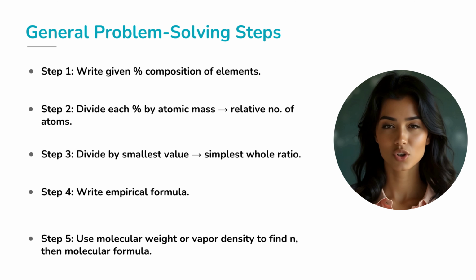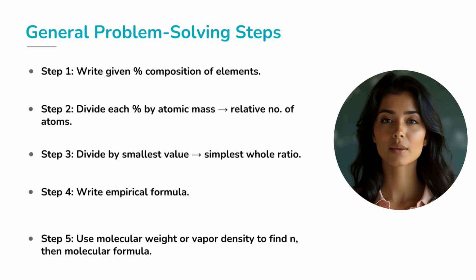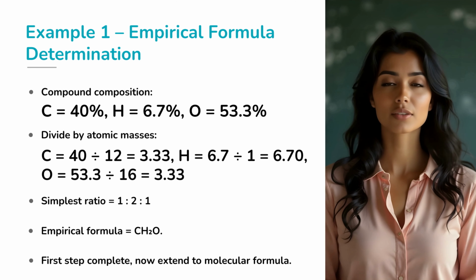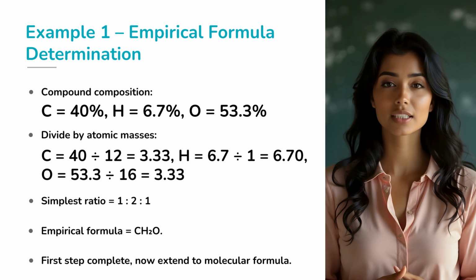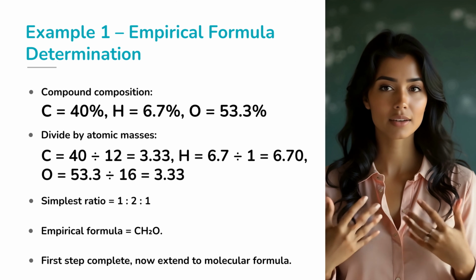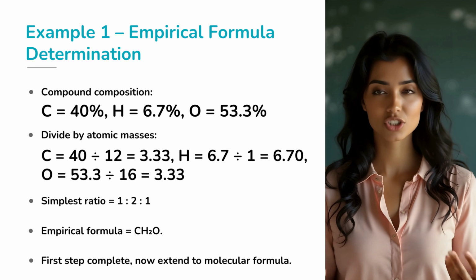Picture it like buying chocolate bars for a party. You know the ratio of kids to bars, but once you know the total crowd size, you scale up. Same logic applies here. Let's take the first example. A compound has 40% carbon, 6.7% hydrogen, and 53.3% oxygen.